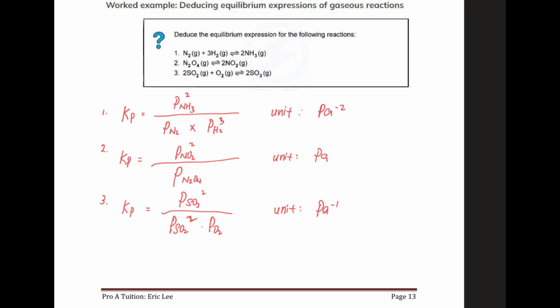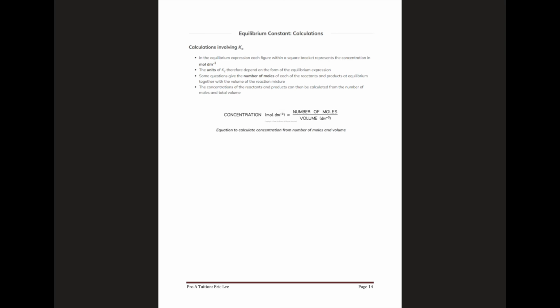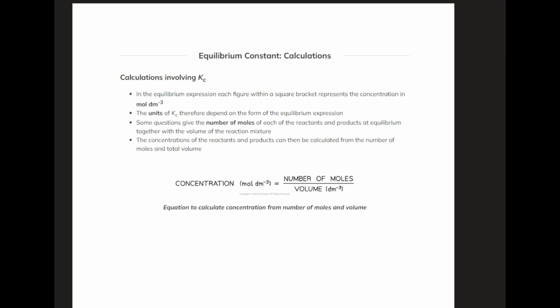Now let's move on. Equilibrium constant calculation. So, calculation involving Kc. In the equilibrium expression, each figure within a square bracket represents the concentration in mole per dm cube. This one we discussed already. The units of Kc therefore depend on the form of the equilibrium expression. So the unit of Kc, I think you know well. Just need to simplify the power.